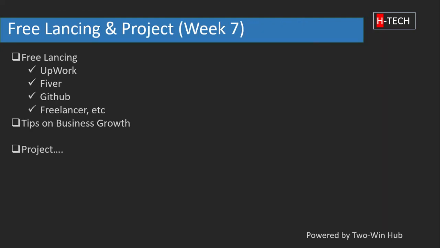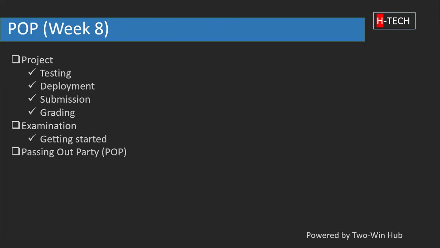And then week 7 is common to all sections in this bootcamp, where we're talking about freelancing and projects. So one thing I added here is GitHub, because we are developers, we are designers, we are website builders. So we need to know what GitHub is. Then others that we'll generally be talking about are freelancing, Upwork, and Fiverr. And tips will be given to us on how we can grow our business. Then our projects. And week 8: project submission, project testing, project deployment, grading, and the most interesting part is POP, passing out party.